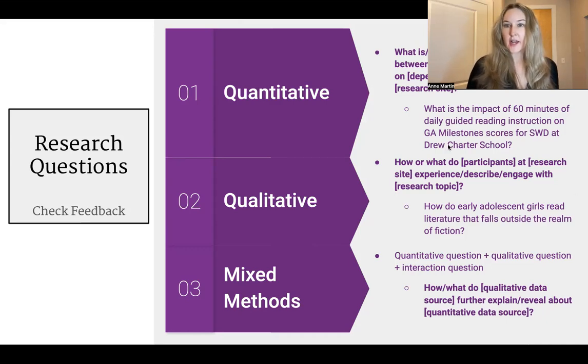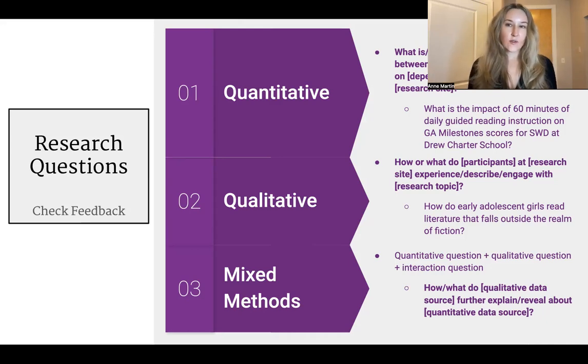And then my dependent variable is Georgia Milestone scores. Okay, for participants, students with disabilities at research site Charles Drew Charter School. So that's an example of how you can start to put together a quantitative research question, thinking about what is the relationship of independent variable on dependent variable, or how does the independent variable impact the dependent variable for.